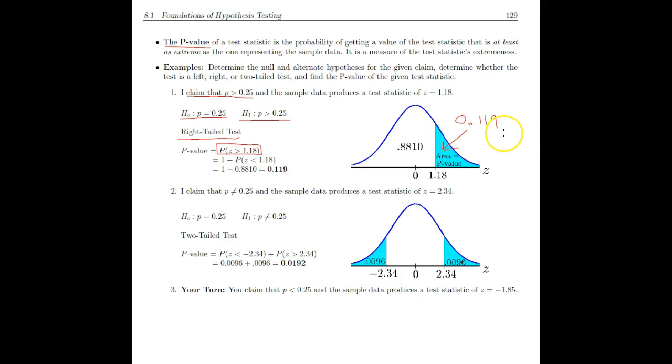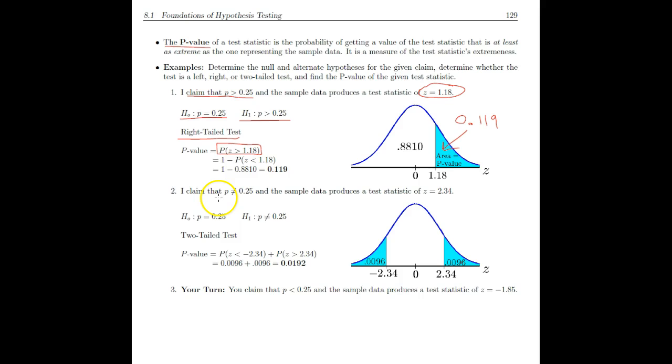Your p-value is 0.119. So basically the way to interpret that, which is important, is the probability of getting this test statistic by chance with your sample data is 0.119. So you could have just got that by chance, even if the population proportion really truly was 0.25.